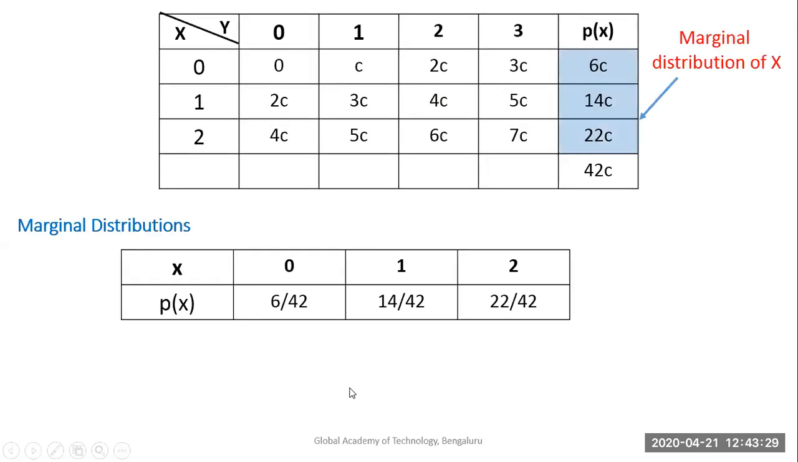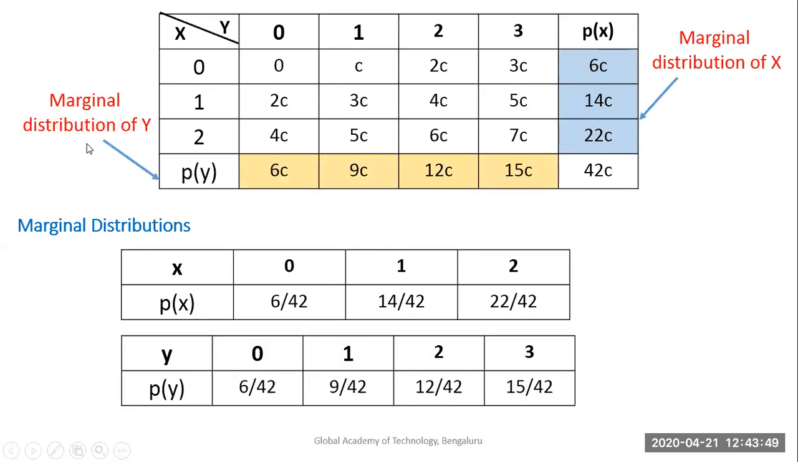So next we want the marginal distributions. So add each row. So you get 6c, 14c, 22c. So x takes 0, 1, 2. The corresponding probability is 6c. C is 1 by 42. We get 6 by 42, 14 by 42, 22 by 42.